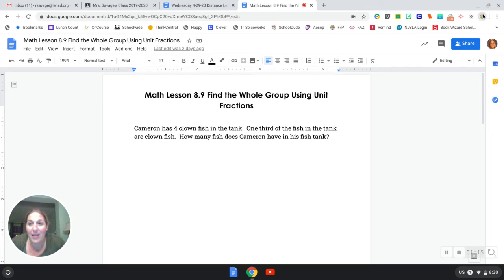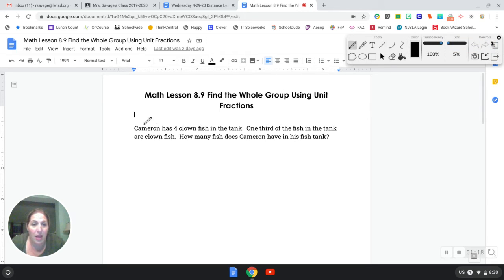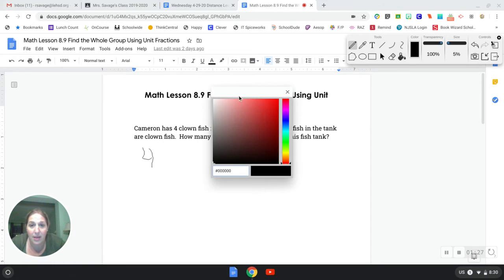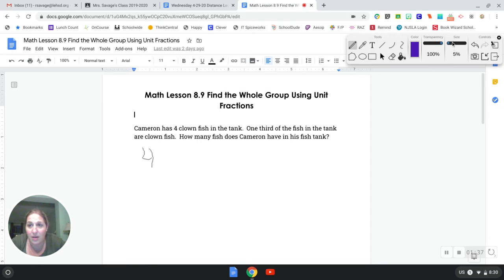So let's pull out our drawing tools, and we're going to think here. Cameron has 4 clownfish in the tank. So we know that Cameron has 4. I'm thinking let's use a different color. Let's go with a blue, and let's make it a little bit bigger than what we've got here. All right, let's move up a little bit. Okay, so this is 4. Sorry, it's sloppy. Okay, he has 4 clownfish, and 1/3 of the fish in the tank are clownfish.